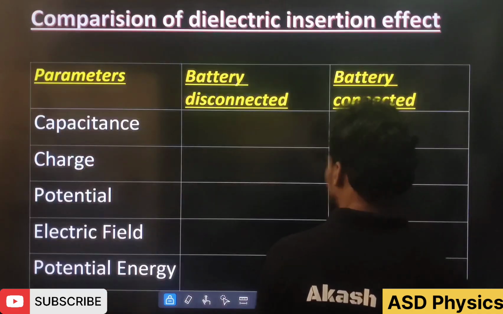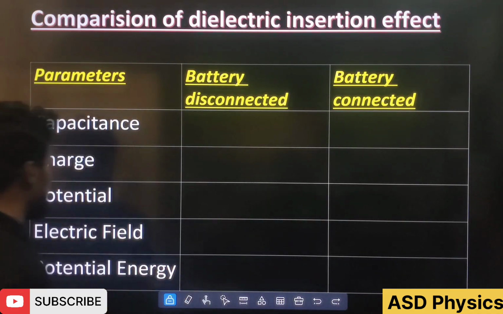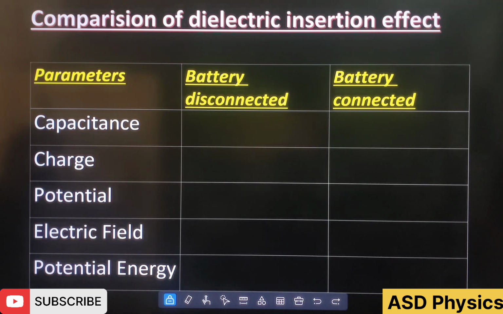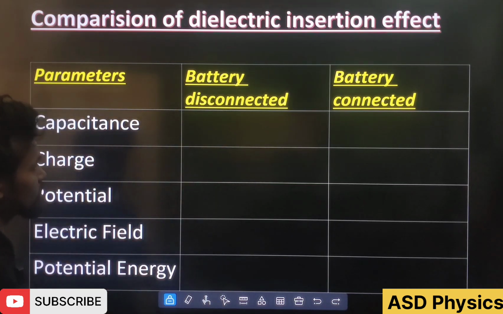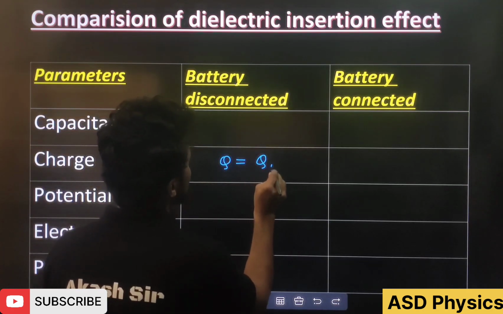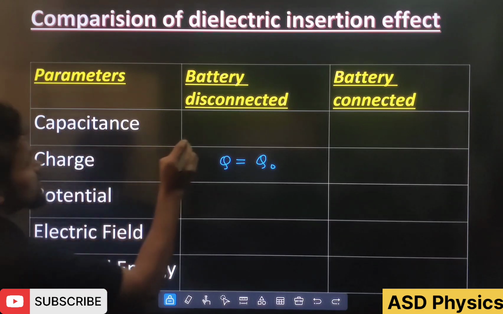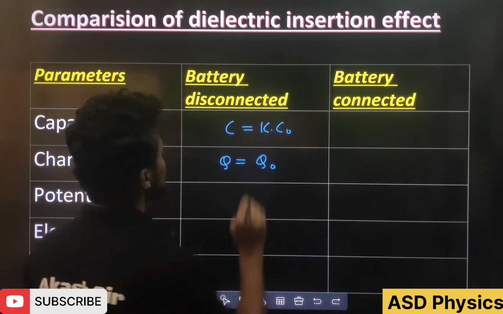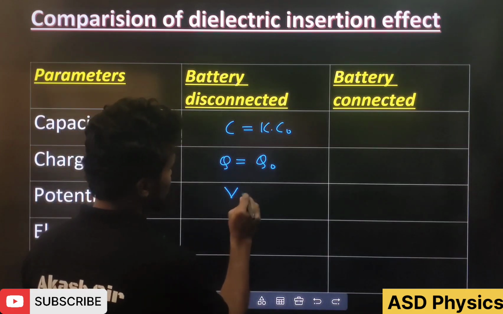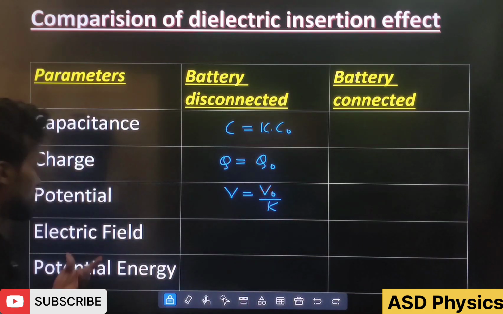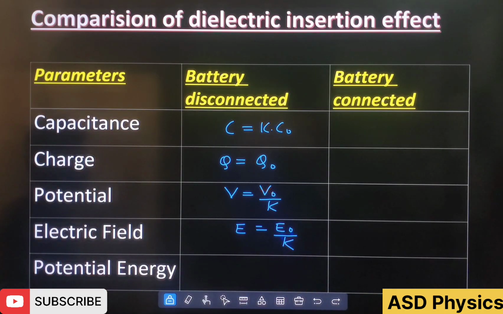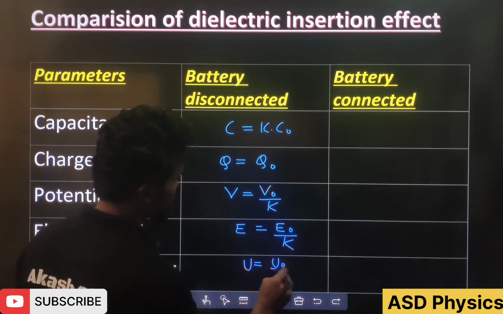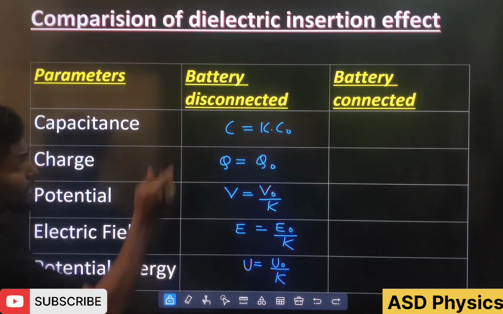Now, at the end, you can see one table. In the first column are parameters, in the second column battery disconnected, and in the third column battery connected. We will fill it one by one. If you talk about when the battery is disconnected, what is constant? The charge is constant, Q equals Q naught. Capacitance, the formula is C equals K C naught. Potential is V equals V naught by K. Electric field is E equals E naught by K. And potential energy is U equals U naught by K. So this is the scenario when the battery is disconnected.